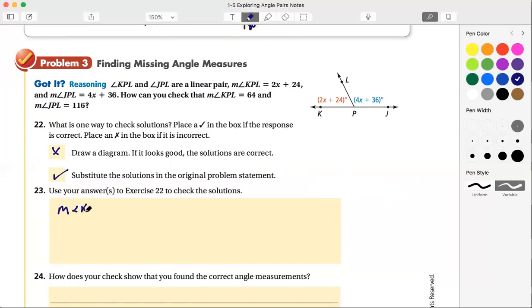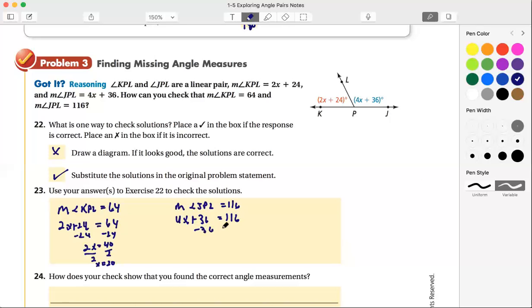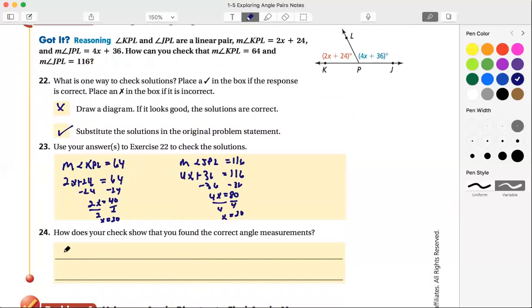The measure of angle KPL is supposed to equal 64. The measure of KPL is given to us as 2x plus 24. Does that equal 64? If I subtract 24 from both sides, I get 2x equals 40. And I divide by 2, I get x equals 20. Now let's check this other one. The measure of angle JPL equals 116. So I have 4x plus 36 equals 116. I subtract 36 from both sides, so I have 4x equals 80. And I divide by 4, I have x equals 20. So I get the same value for x. That looks good. So you solved correctly because we found the same solution to both equations.